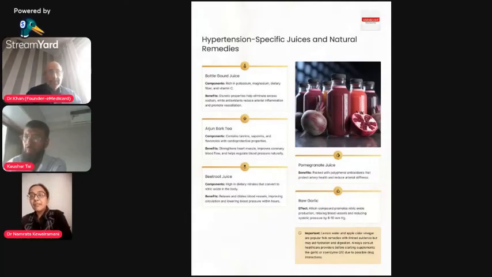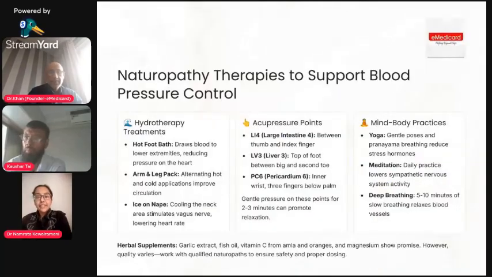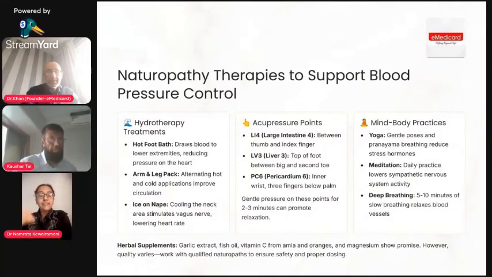Okay, and apart from this, these are the natural medicinal therapies, the food medicinal supplements I have suggested. Now I will tell you some naturopathy therapies to support your blood pressure and to reverse it naturally. Okay, so hydrotherapy, one of the ancient therapies we use to manage all diseases, whether acute or chronic. Hydrotherapy is very beneficial for blood pressure as well. A few of the therapies I've mentioned here.